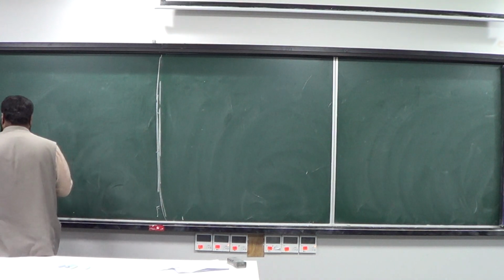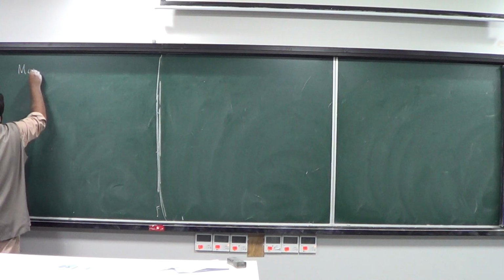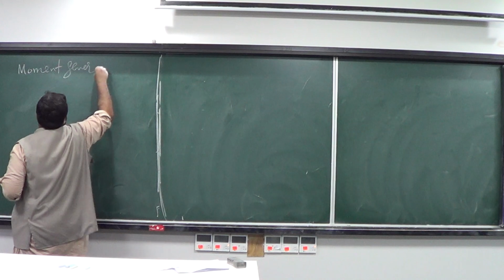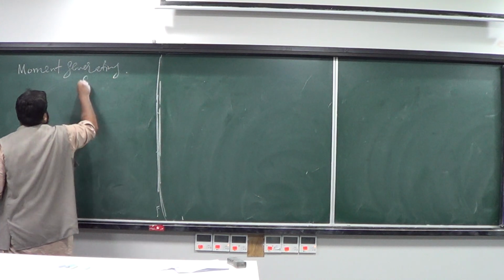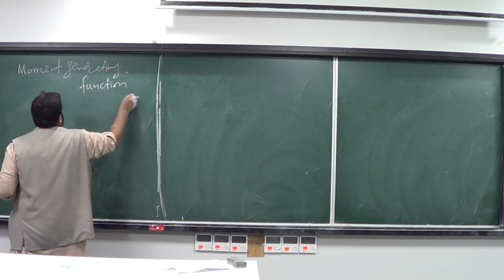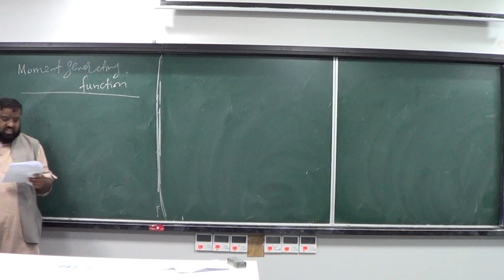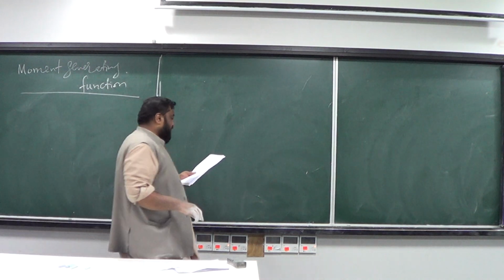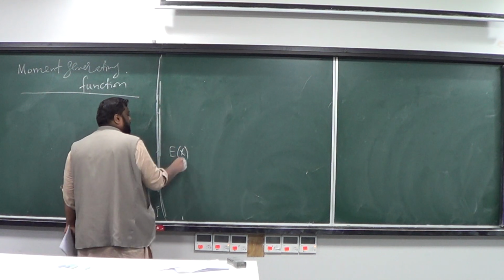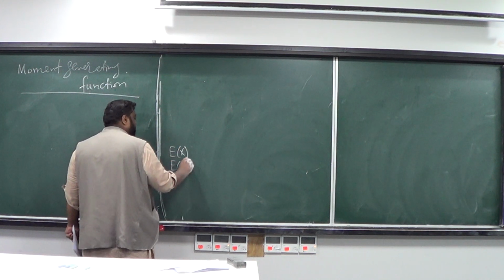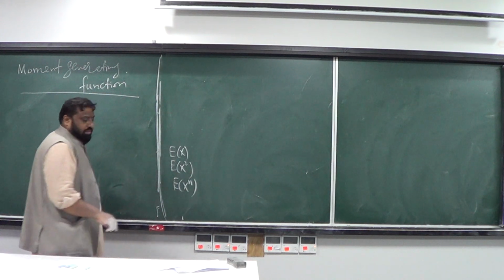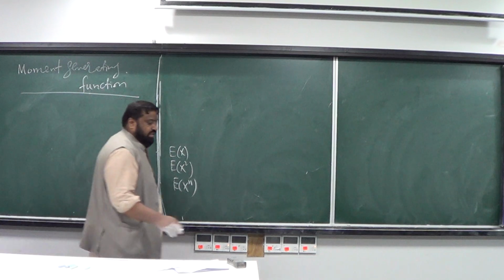So here's the thing. Let's call them moment generating functions. As by the name, this is going to be a function that generates the moments. By the moments I mean, this is the first moment of the random variable, this is the second moment of the random variable, and this is the nth moment of the random variable. So these are called the moments of the random variables.